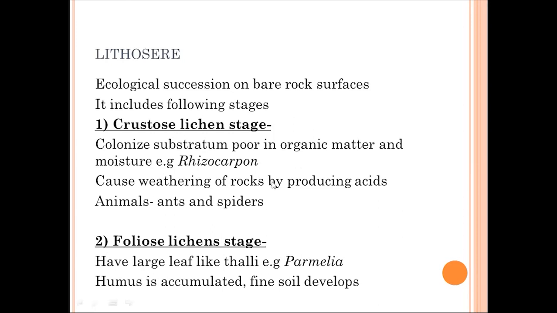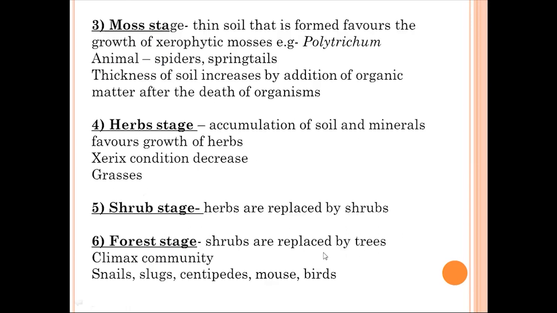So slowly the soil will be developed because weathering of rocks will take place, and the soil will favor the growth of different communities. So the next are the foliose lichens that will colonize the area. Then after foliose lichen, the mosses will develop. Okay?